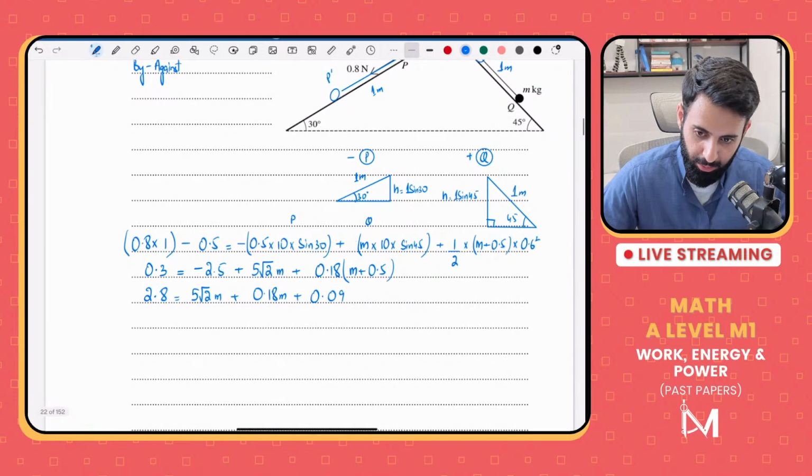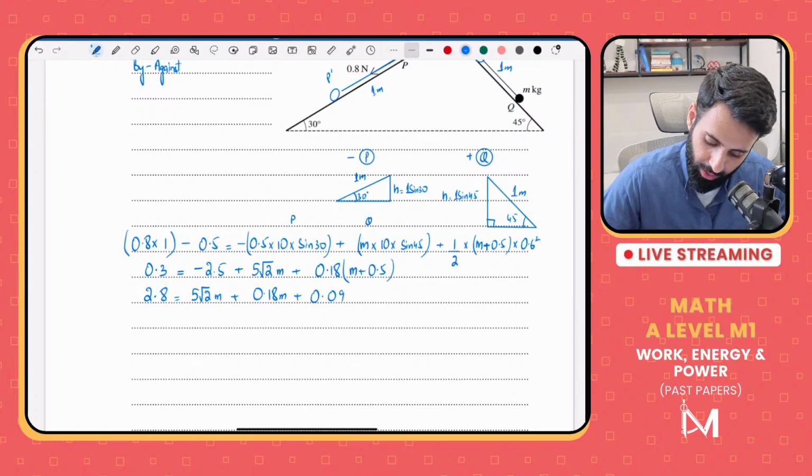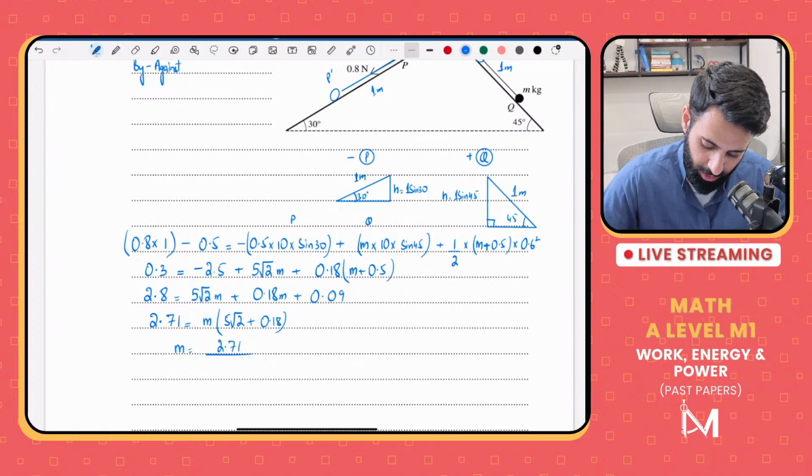So 2.8 minus 0.09 would be m minus 0.5. It's plus. It's not minus, it's plus. So 2.8 minus 0.09, that's 2.71. Let's take m common here. So that would be 5 under root 2 plus 0.18. Now finally, let's make m the subject. That would be 2.71 divided by 5 under root 2 plus 0.18.